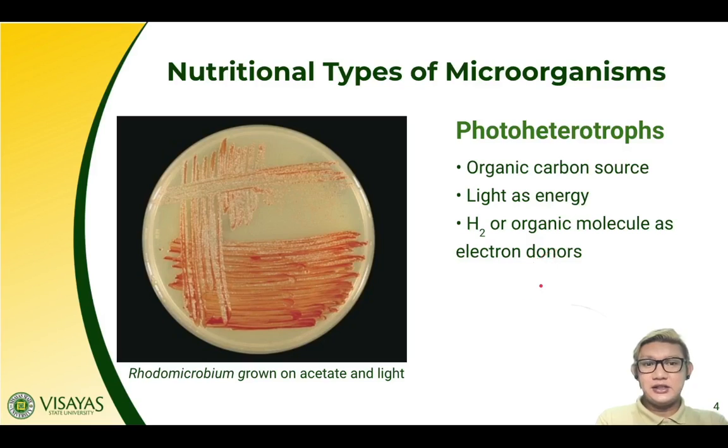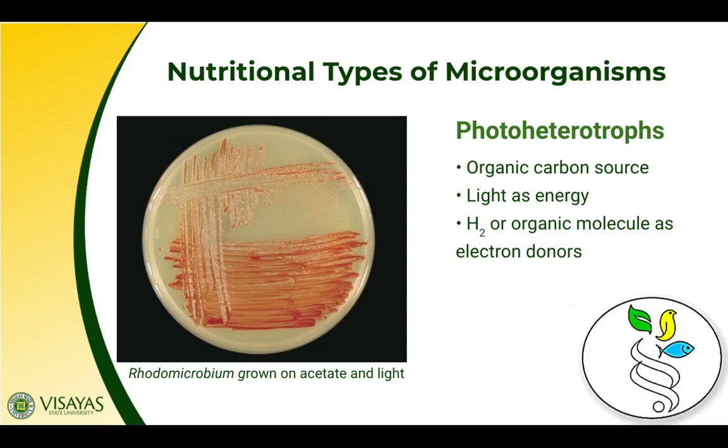Now, electrons, as we go to our metabolism topics later on, electrons are used during the production of organic compounds. So the source of these electrons is really important for microorganisms. An example of a photoheterotrophic bacteria is what we call Rhodomicrobium that is grown in the presence of acetate and light.